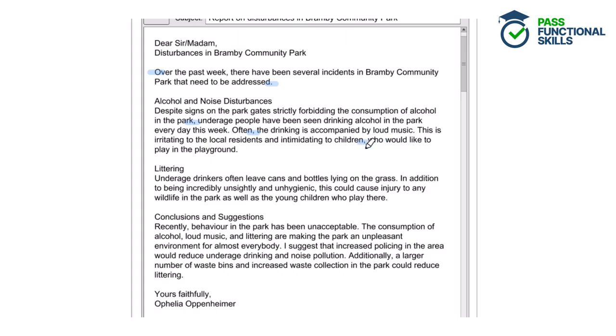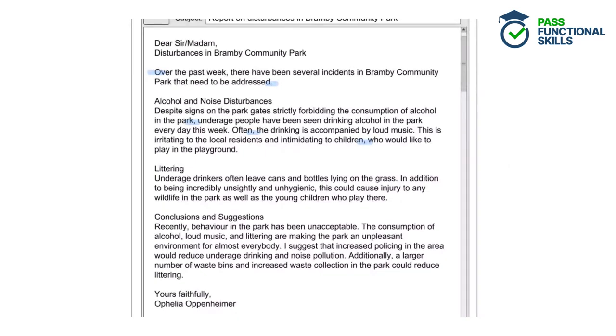So we've got an example of a comma used to add additional information here. This is irritating to local residents and intimidating to children who would like to play in the playground. So we've just added a little bit of additional information about the children using that comma there. You could try to use a larger range of punctuation in your answer. This answer doesn't particularly use many different types of punctuation. So you could use things like dashes or parentheses, but you need to ensure that all of your capital letters, full stops, and commas are being used accurately throughout your answer.